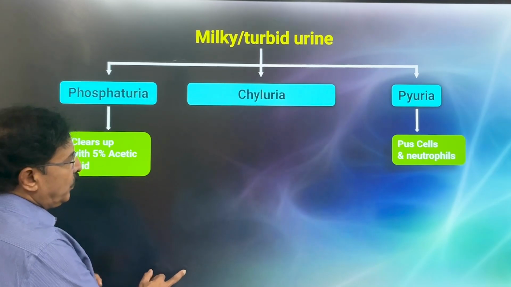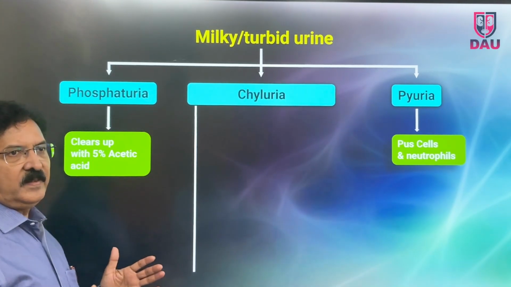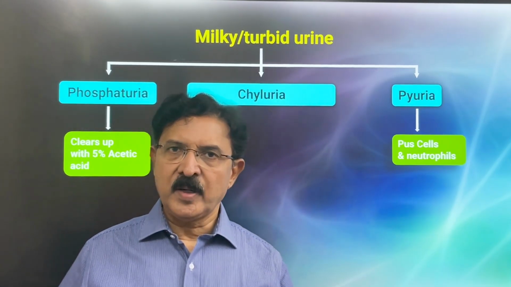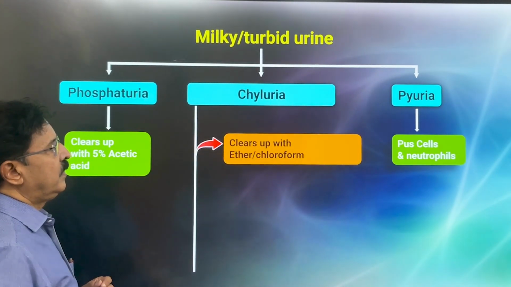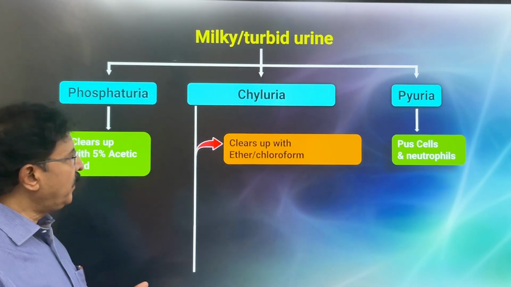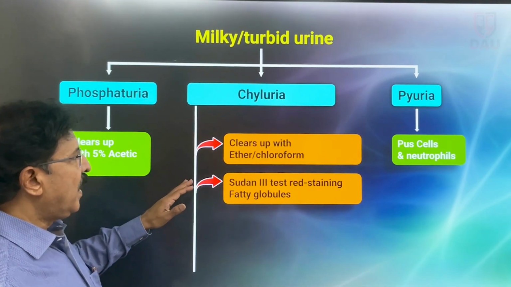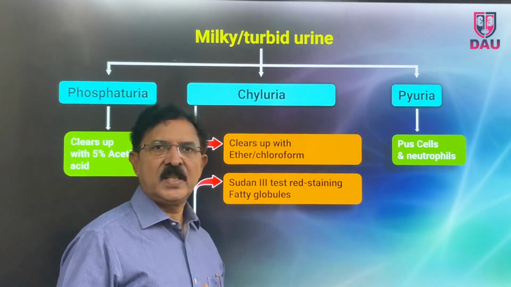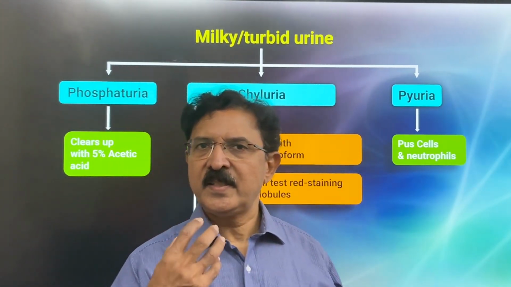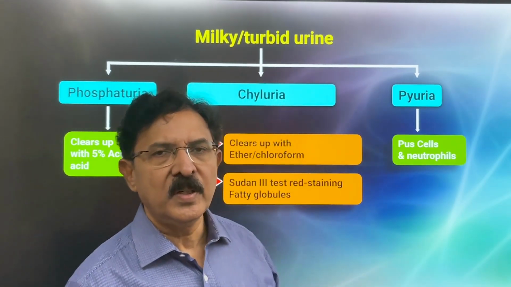But in chyluria, the patient is passing chyle in urine, and what test do we consider important? We will do the ether test or chloroform test. People have done the Sudan 3 test in the past. The patient was given Sudan-stained fat to eat. This was in earlier times. We don't do this anymore.